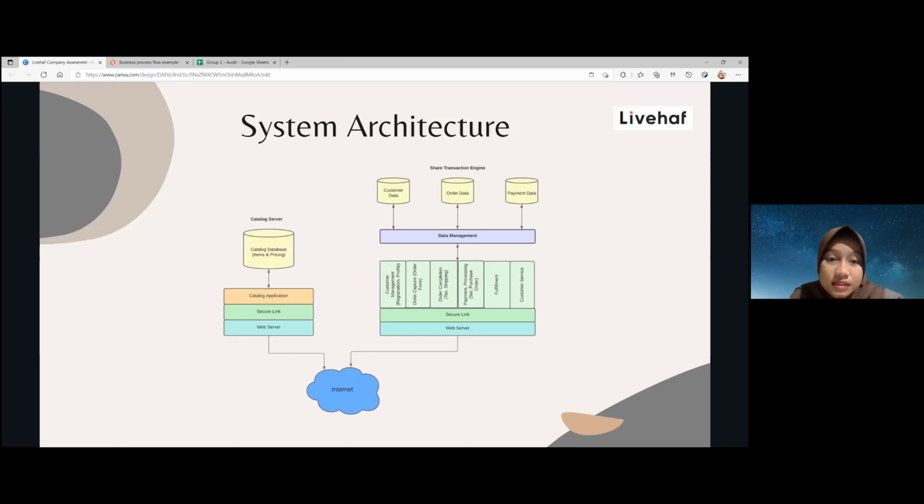And all of this data is obtained through different databases so that it can be neatly organized, such as the customer data, order data, and the payment. And these two web servers are connected to the internet to be reached by the customer, and are the relevant party of Livehaf. Okay, that's all from the software architecture. Next.